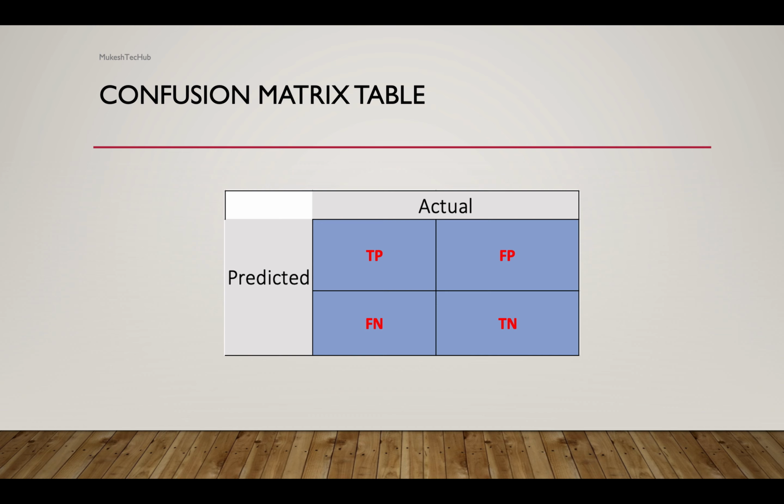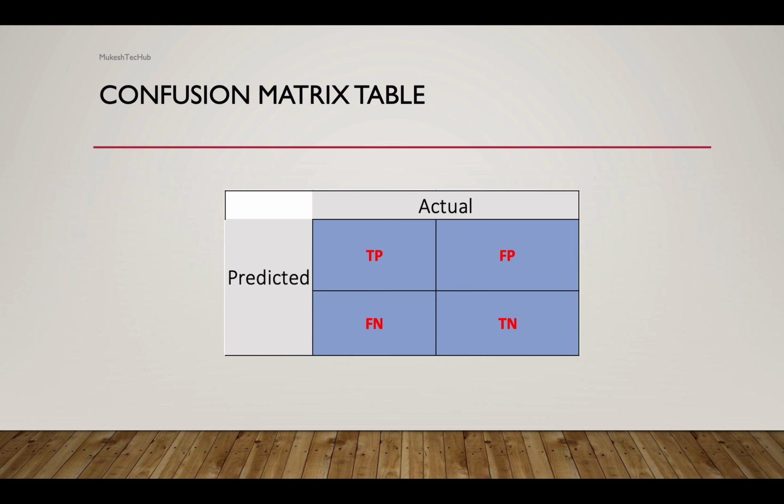If you want to calculate the accuracy from this confusion matrix, then what you have to do is calculate true positive plus true negative, divided by all the possible values: true positive plus false positive plus false negative plus true negative, right?